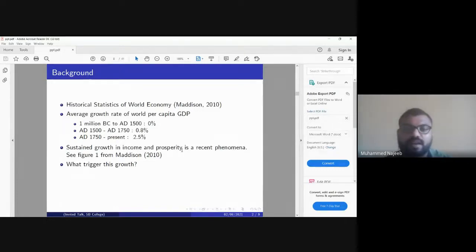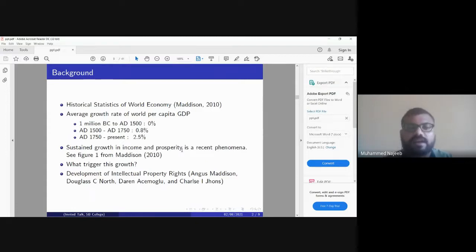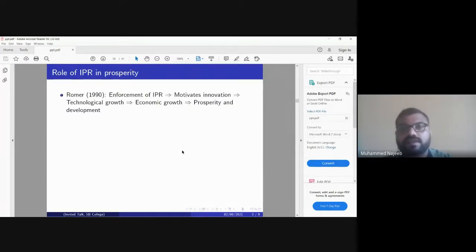There are a lot of economists, like Angus Maddison, Douglas C. North, Daron Acemoglu of Massachusetts Institute of Technology, and Charles I. Jones of Stanford University. All these researchers identified that world per capita income started growing only after the development of intellectual property rights. So the next question is, how is intellectual property right affecting the per capita income growth rate? That is what we are trying to understand during this lecture.